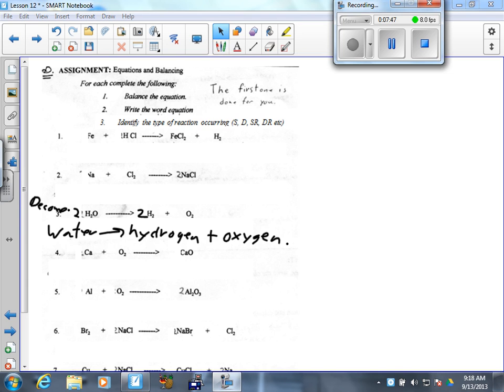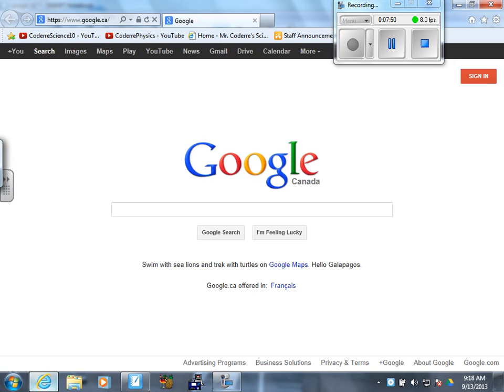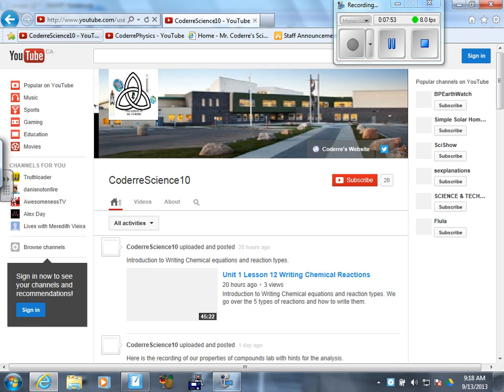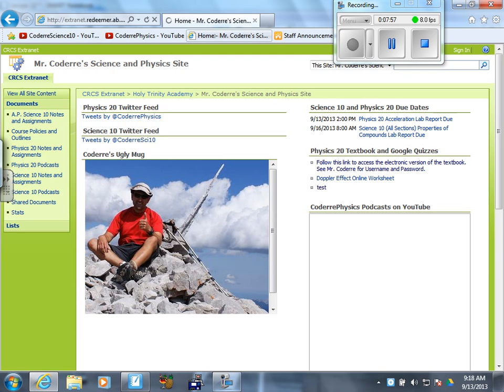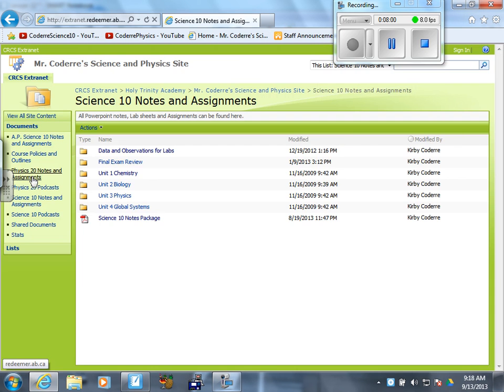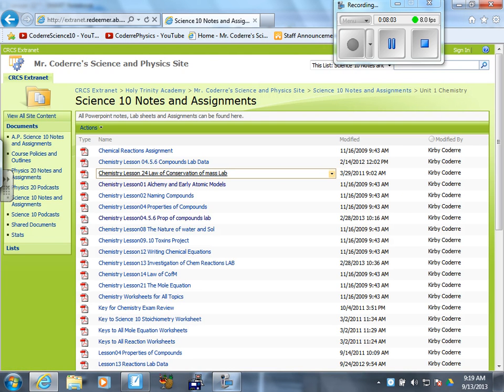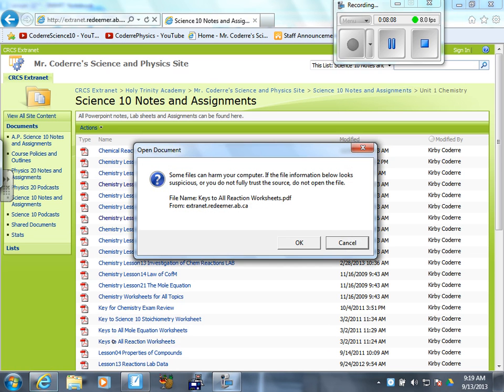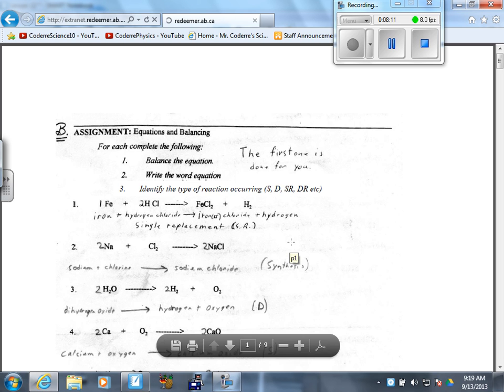You want to check and see how you're doing. On my website are the keys to this. Science 10 Notes and Assignments, Unit 1 Chemistry, and you will see key for all reaction worksheets. So we click on that. You can check them, see if you did them right. Maybe have a look at those, because I know a few of you are getting close to done there. If you didn't do them right, don't just write down the right answer. Look over what you did and the right answer. If you don't understand why they're different, talk to me, and I will give you a hand and we'll explain.